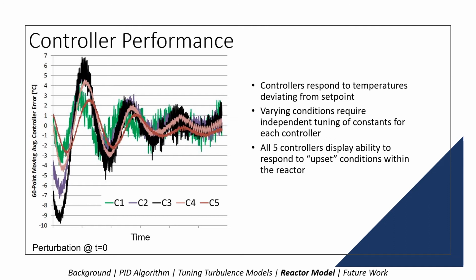By testing the controller's ability to respond to these either hot or cold temperatures in different zones and their ability to reach their set point, we are able to validate the robustness of each controller working in unison to control the temperature of the reactor. All 5 controllers can be seen here responding to an upset condition set at time equals 0 and eventually dialing in on the set point, which is 0 here on the y-axis.